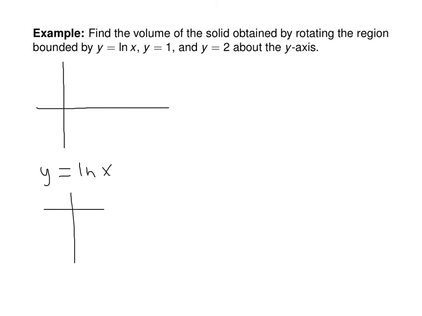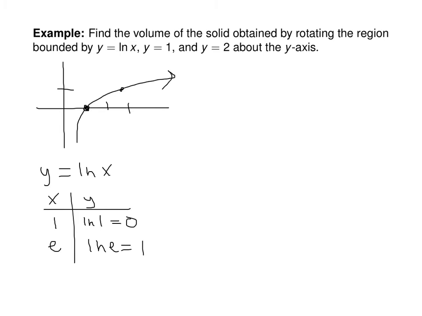You cannot log negative numbers, and you cannot log 0, but the first easy number to log is 1. ln of 1 is equal to 0. All logarithmic functions go through that point. The next easy number to plug in is e. ln of e is equal to 1. And e is about 2.7, so we go over about 2.7 and up 1. So roughly speaking, ln x looks like that. And the region we care about is bounded by the horizontal line y equals 1 and the other horizontal line y equals 2.